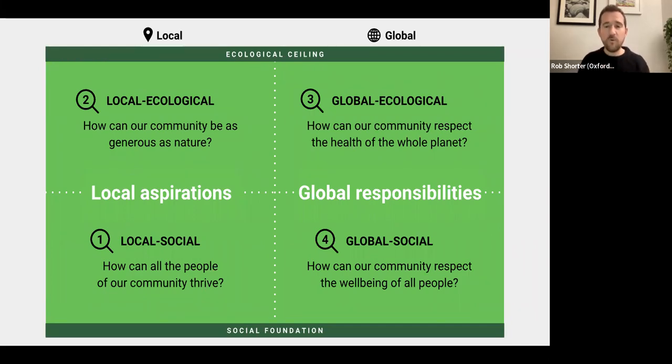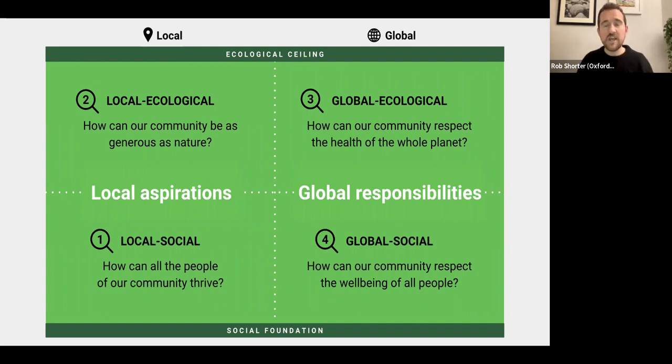And so these are 4 lenses that can act like a thinking compass that you can apply to a project, a policy, an organization, I don't know, your whole place. You can map all kinds of things and how you can get into this space of the donut within your place.